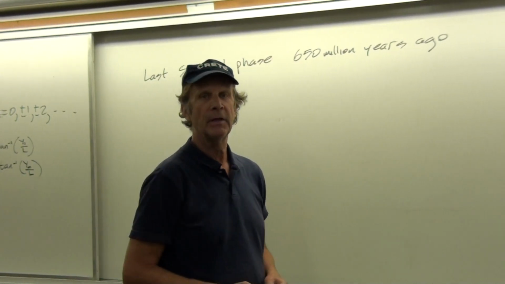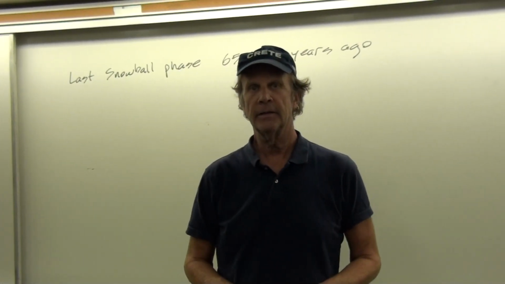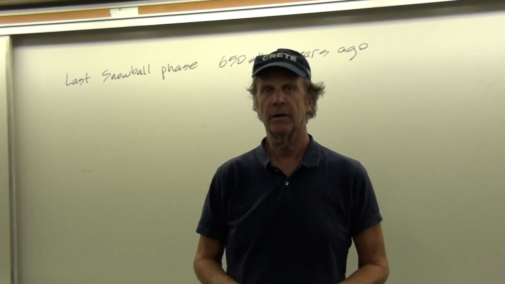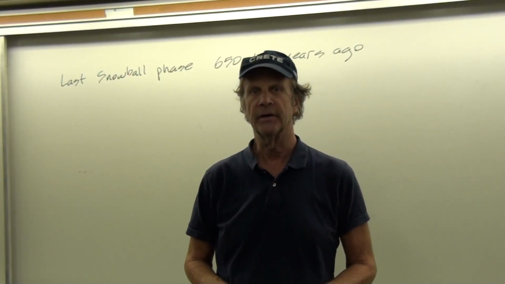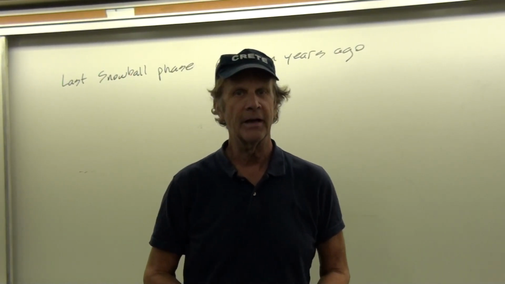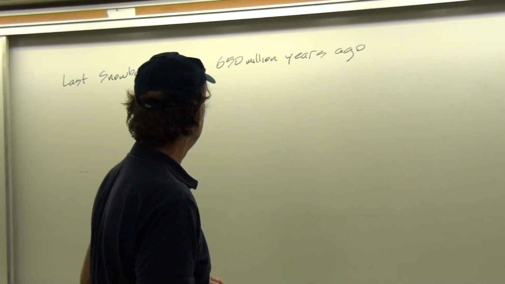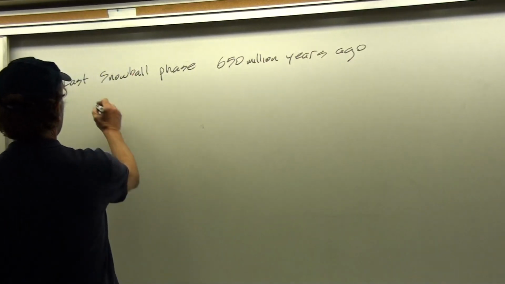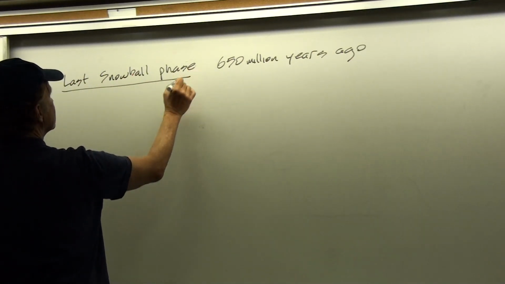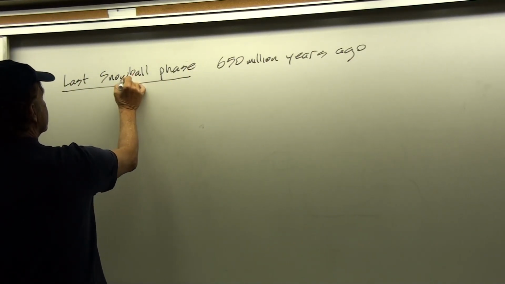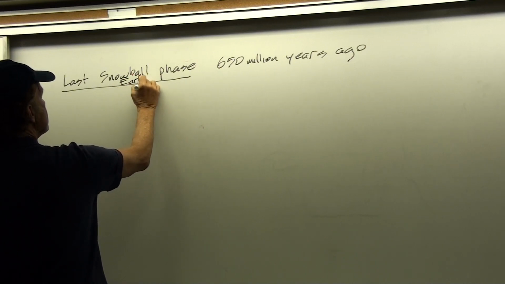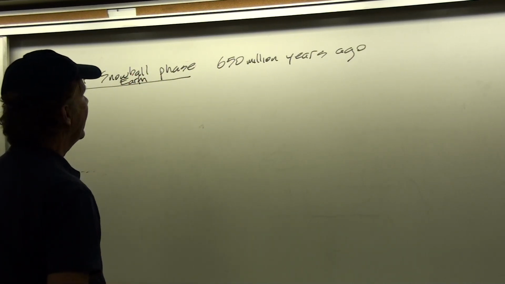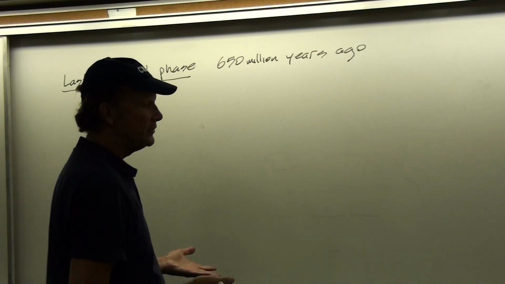All right, so on the Earth then, let's continue with our history of the atmosphere. And where I want to pick up in this story is around 650 million years ago. We had what's called the last snowball Earth phase. So the Earth froze over.